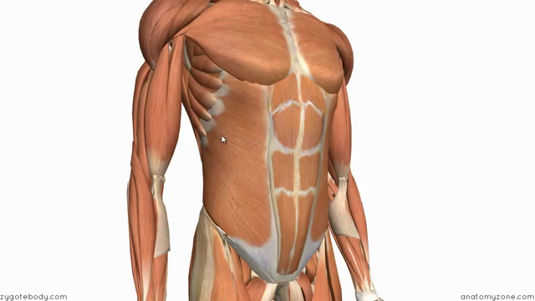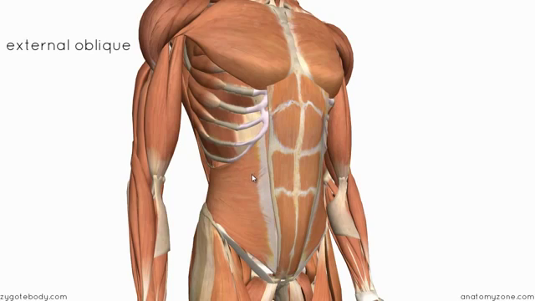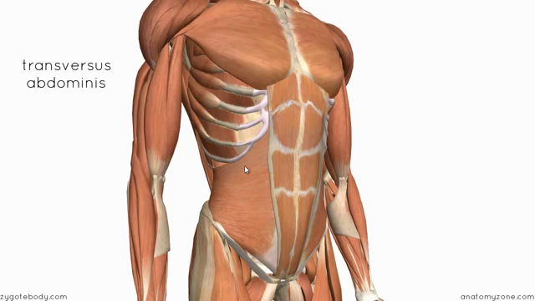Superficially we've got this muscle with its fibers oriented inferomedially, so this is the external oblique muscle. I'll just remove that. Underneath the external oblique we've got the internal oblique, and this has the majority of its fibers oriented superomedially. And then underneath this we've got the transversus abdominis with its horizontally oriented fibers.